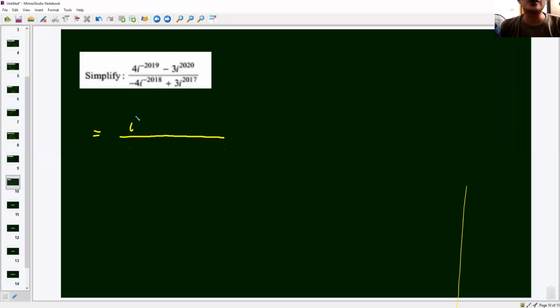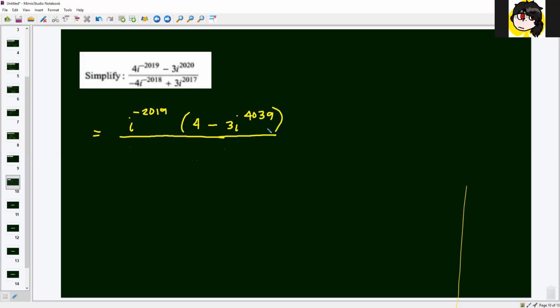I'll factor out the negative power 2019. Kaya mangyayari dyan, this would become a minus 3i to the 4039. Tama ba? Because the rule is when you multiply it back, you add the powers, kaya magiging negative 2019 plus 4039, positive 2020. Right?